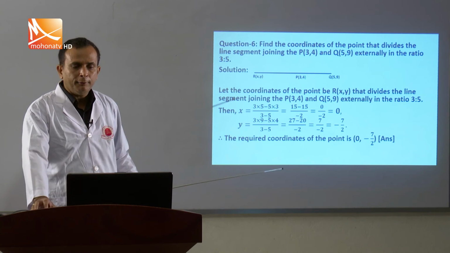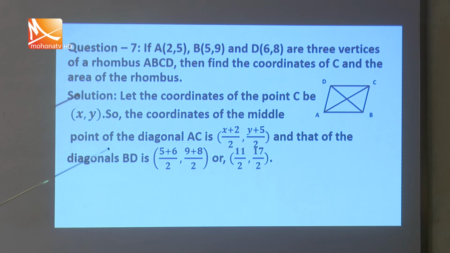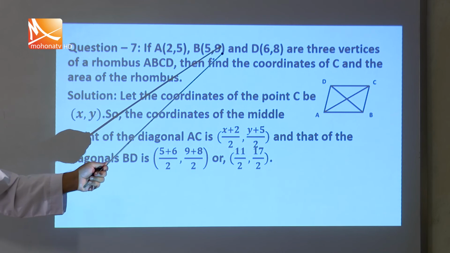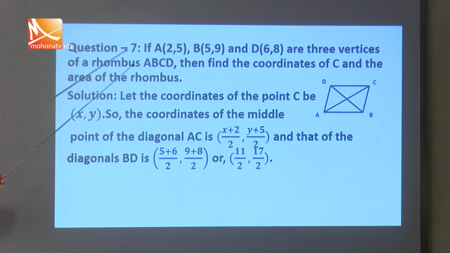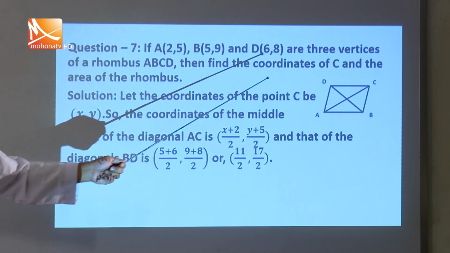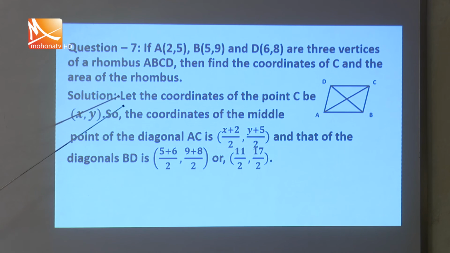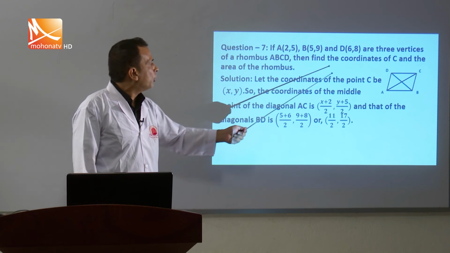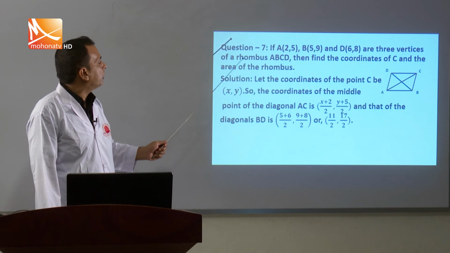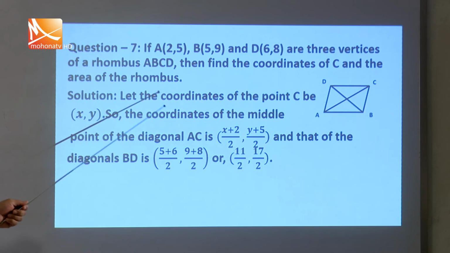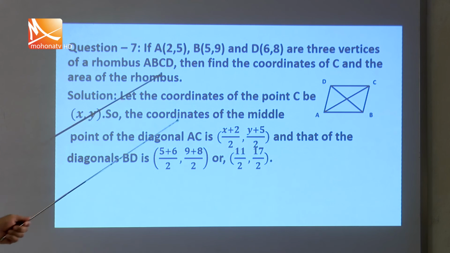This is the answer. Okay, now we are going to discuss another mathematical problem. Question 7. If A is a point whose coordinates are (2, 5), B is another point whose coordinates are (5, 9), and D is another point whose coordinates are (6, 8), the vertices of a rhombus ABCD, then find the coordinates of the point C and the area of the rhombus. So there are two findings: find the coordinates of the point C and find the area of the rhombus. You just take a look at the adjoining figure. Let the coordinates of the point C be (x, y). So the coordinates of the middle point of the diagonal AC.